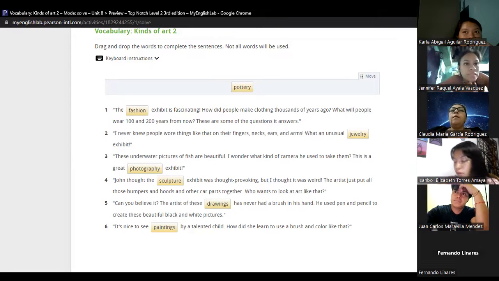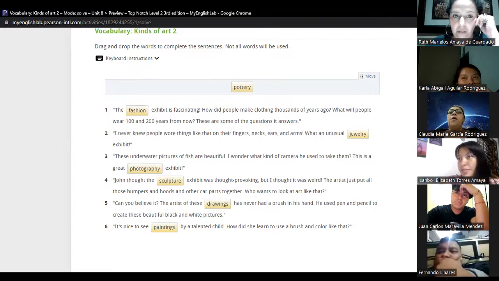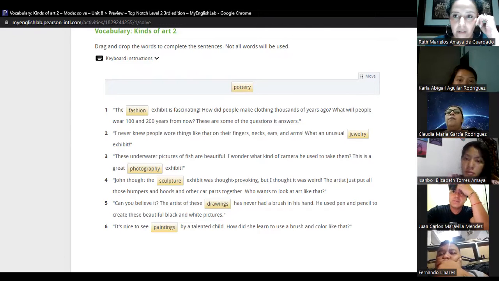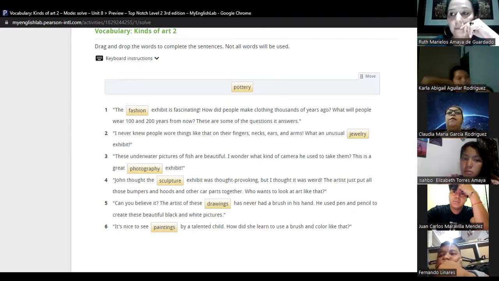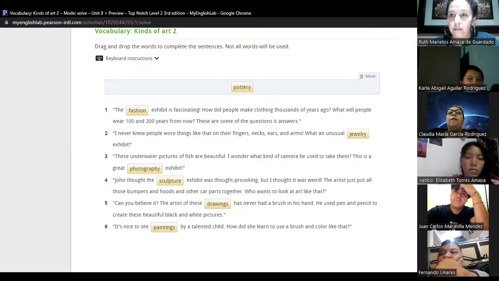The fashion exhibit is fascinating. How did people make clothing thousands of years ago? What will people wear 100 and 200 years from now? These are some of the questions it answers. Well, thank you so much. What about you, Carla Abigail? Number two, or did you already participate? I don't remember. I'm so sorry.